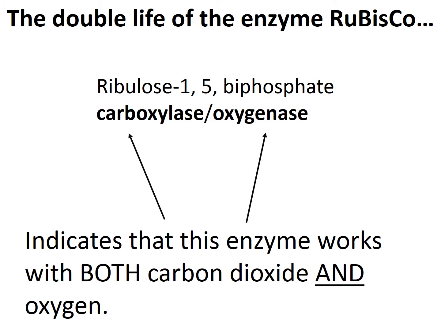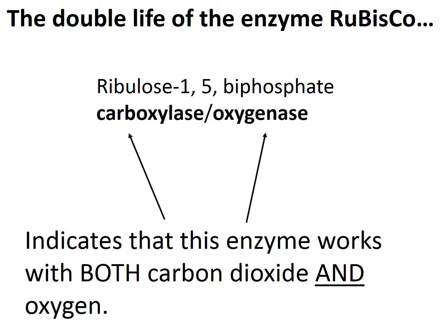So Rubisco is an enzyme that kind of leads a double life. Let's look at the full name of Rubisco. It's ribulose 1,5-bisphosphate carboxylase oxygenase. So the "ase" tells us it's an enzyme, and the carboxyl and the oxygen give us an indication of what molecules it connects with. And this tells us that this enzyme Rubisco works both with carbon dioxide and oxygen. And that's a little bit of a problem because to do this dark reaction, we need carbon dioxide.